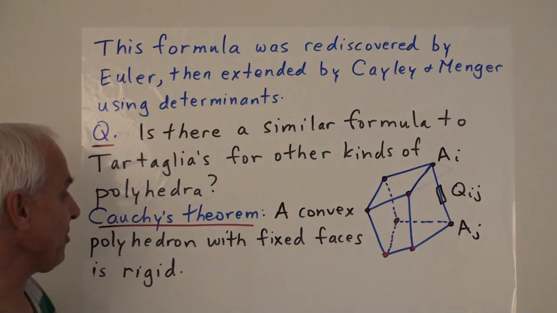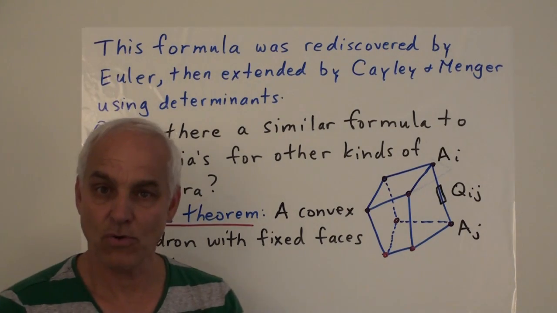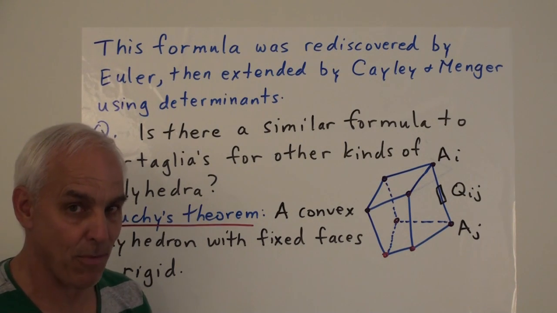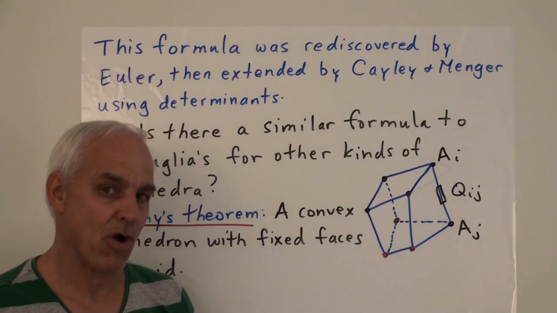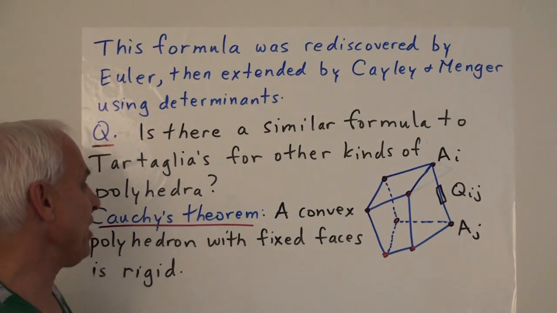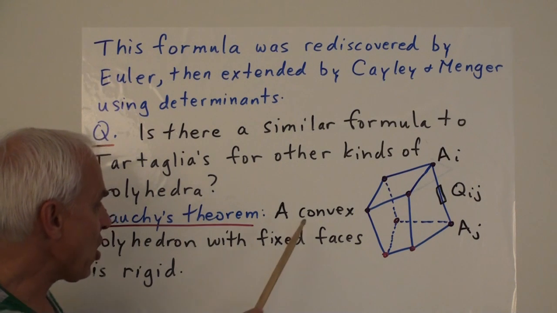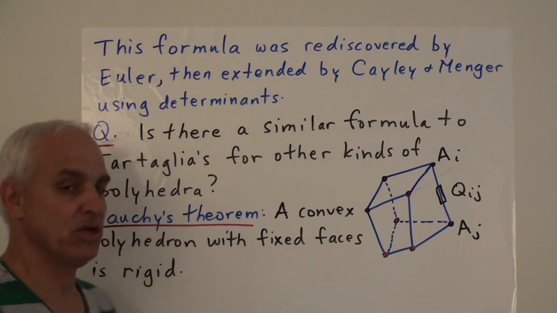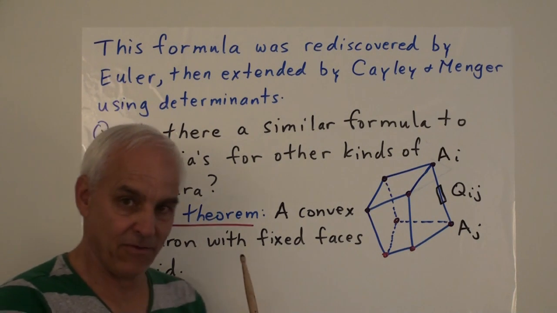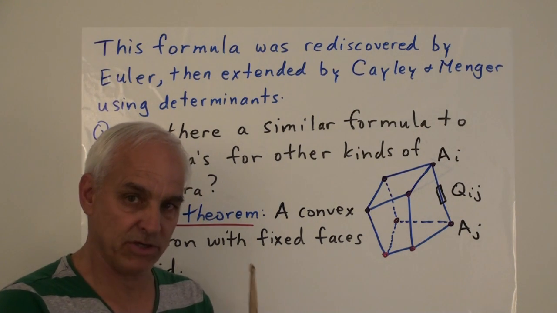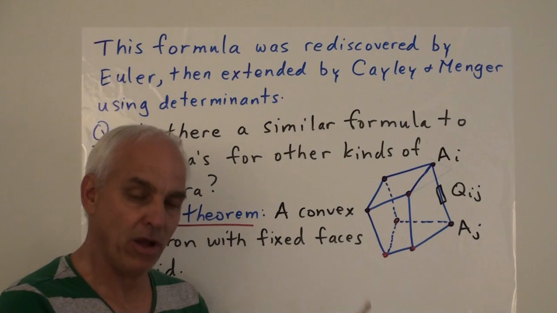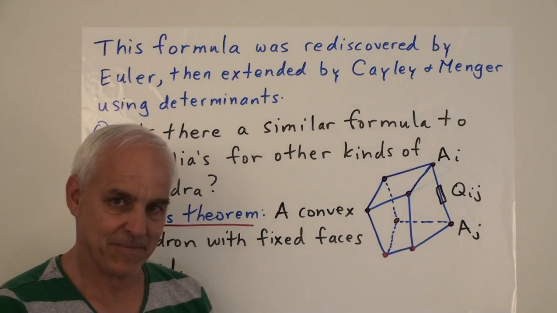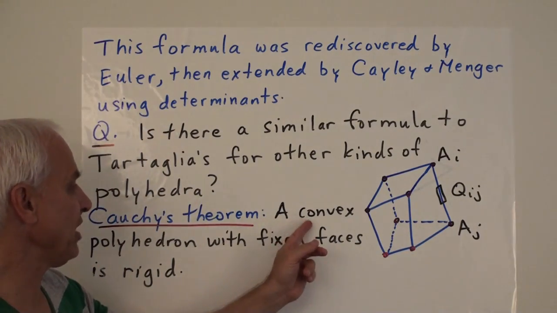Fortunately, there is a lovely theorem due to the great French mathematician Cauchy, a 19th century mathematician, who did work in many different areas, almost single-handedly created what we now call complex analysis. But he also made contributions to geometry, and he showed that a convex polyhedron with fixed faces is rigid. So if the faces themselves are prescribed, their shape and size is already prescribed, then the polyhedron itself is rigid and does not allow any flexing between adjacent faces. That's true if the polyhedron is convex.